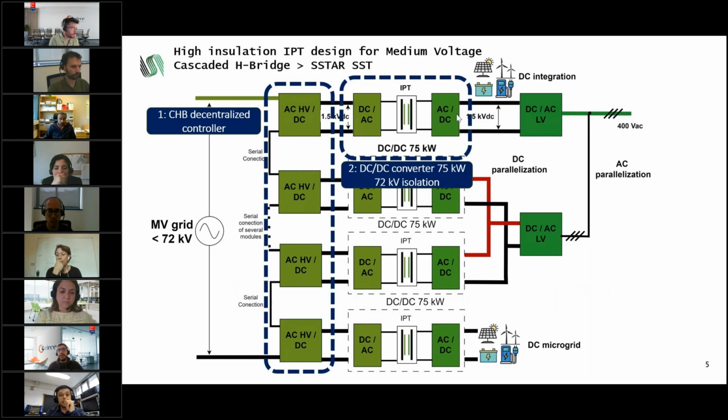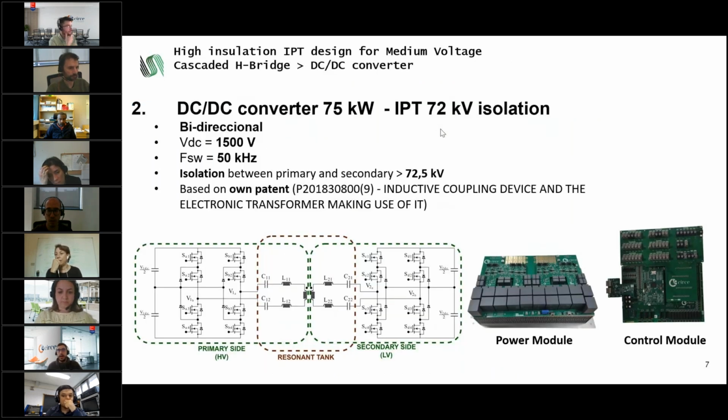And the second development inside this project, the one we are focusing on today, is the DC-DC converter working at 75 kilowatts with 72 kilovolts of isolation. This converter that we have already developed is bidirectional with a bus voltage of 1.5 kilovolts, and it works with a resonant tank that will be operated at 50 kilohertz.